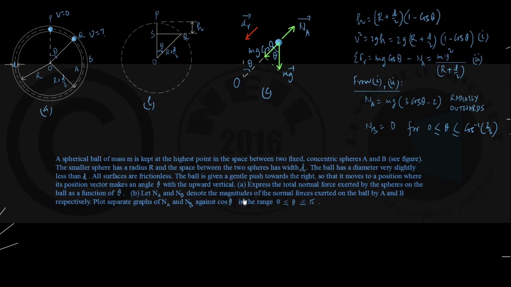So to remind you once again, the question is here. A brief glance into that, if you require it at all. I'm supposed to find out total normal force exerted by the sphere on the ball as function of theta. Therefore, let us see now what happens when the value of theta exceeds this critical value of cos inverse 2 by 3.